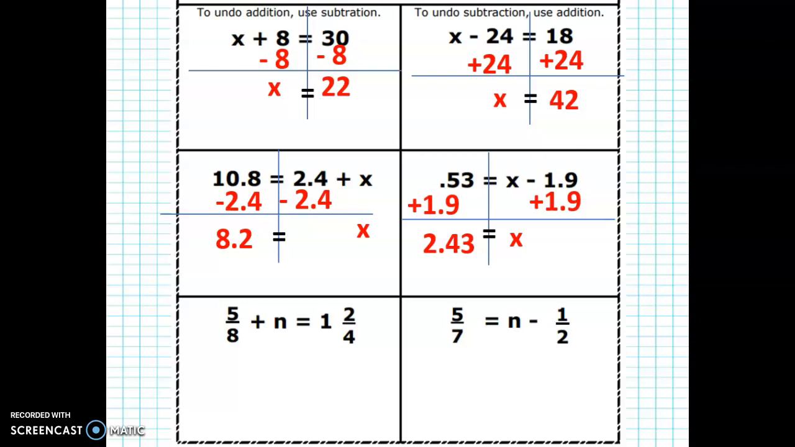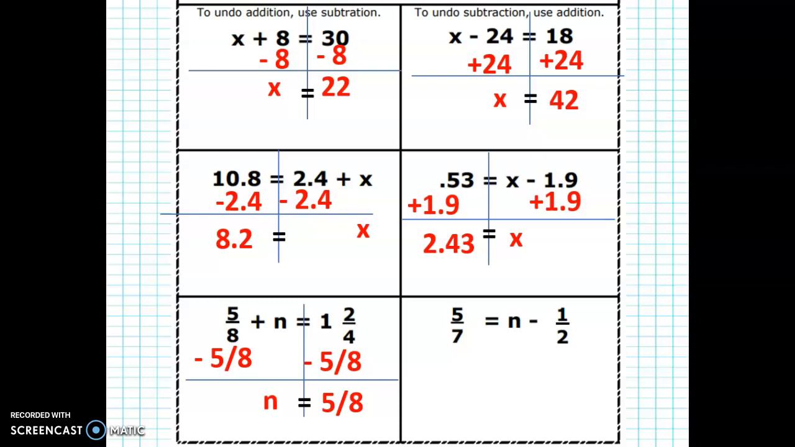Last two examples are fractions. 5/8 plus n equals 1 and 2/4. We're going to subtract 5/8 from both sides of the equation. That leaves us with n on one side and 5/8 on the other side. Again, check your work by substituting in 5/8 for the n and put into the calculator 5/8 plus 5/8, and it should give us 1 and 2/4.